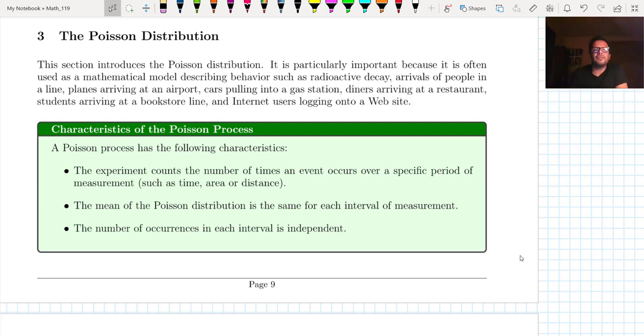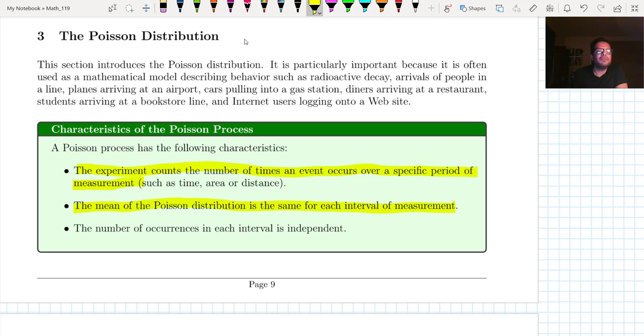So the experiment counts the number of times an event occurs over a specific period of measurement, and in this case over a specific period of time, over a specific area or some distance. So the mean of the Poisson distribution is always the same for each interval in which it's measured. Okay, we'll see about that.